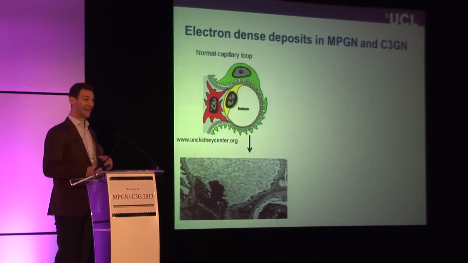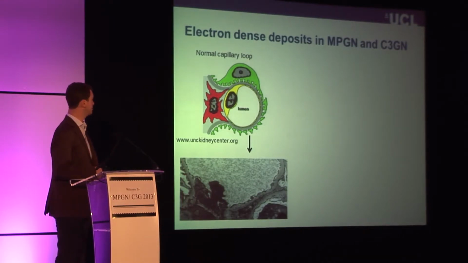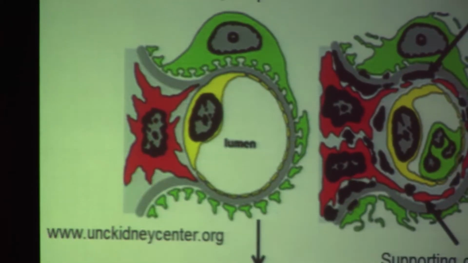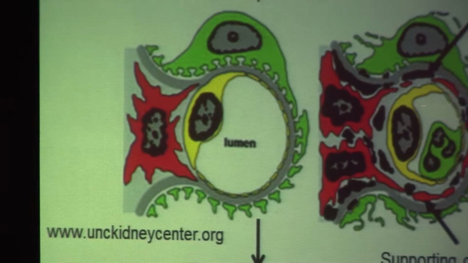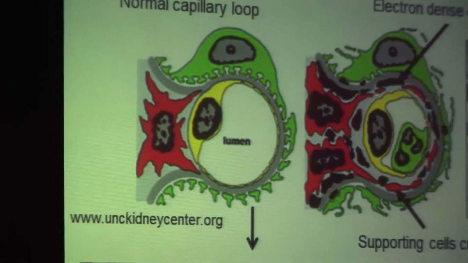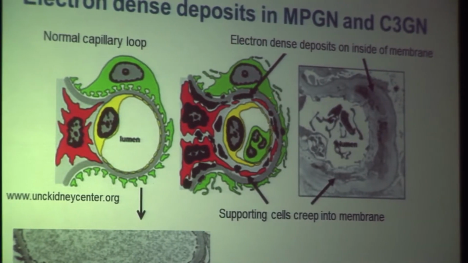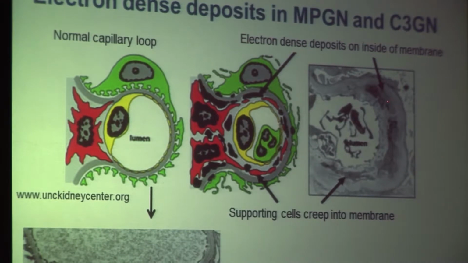You'll also have heard about electron-dense deposits. These are important because these are the things that we can see on an electron microscope. They're very, very small, and they tell us a bit about the disease. What I've got here is a diagram of a normal glomerular capillary loop. This is exactly the same thing that I showed you a few minutes ago with the electron microscopy. But in some cases of MPGN or C3 glomerulopathies, and I'll talk about the difference in a minute, you see this black material accumulating, which you can see on an electron microscope.